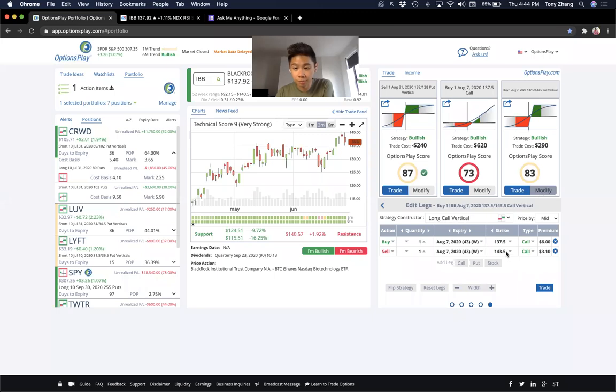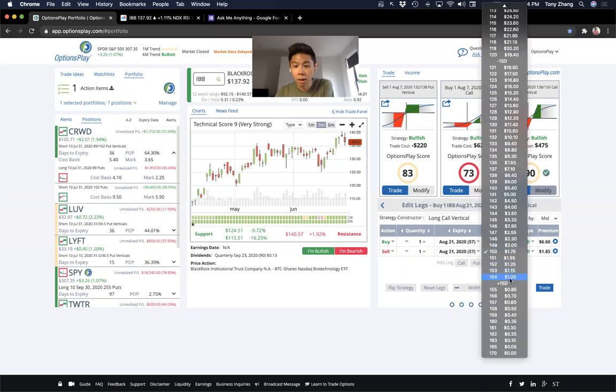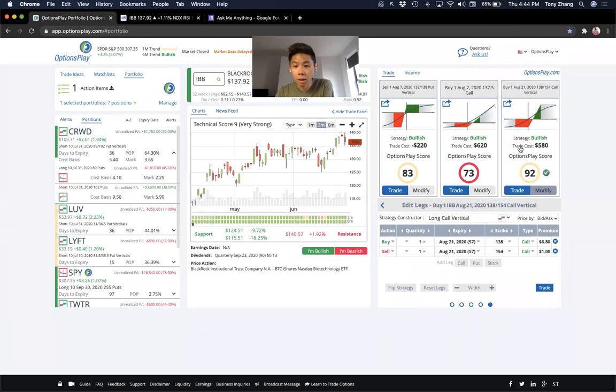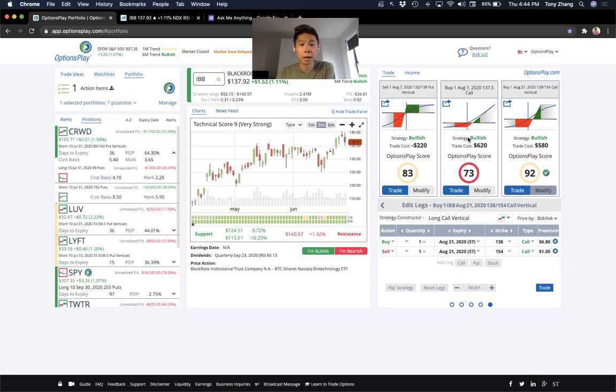or rather substantially higher. Oh, sorry, I changed the wrong expiration date. I meant to change this one to August. So I'm looking at buying a 138, 154, something along those lines. Now, these options aren't particularly cheap, but if you think that biotech can make a big move to the upside, buying a call option or a call spread might be the type of strategy that you could take a look at.